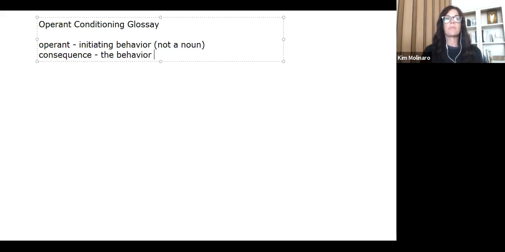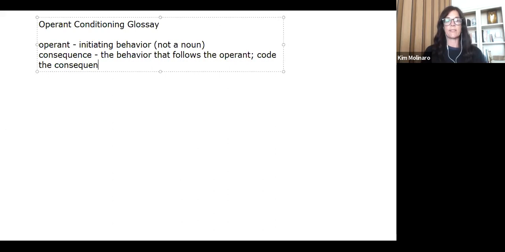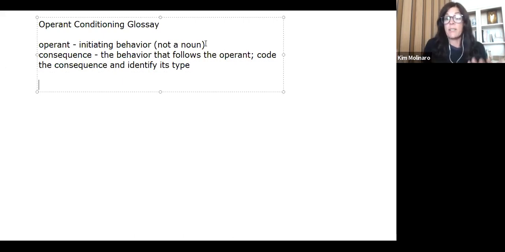So the behavior that follows the operant. And what we do in operant conditioning is we code the consequence and we identify its type. We haven't gotten there yet, but we will. So the bottom line is the first thing you have to do is identify the operant, and then you have to identify the consequence, right? The consequence can be good, the consequence can be reinforcing, or the consequence can be punishing. So if someone is walking down the hallway and slips and falls, then walking down the hallway is the operant, slipping and falling is the consequence.